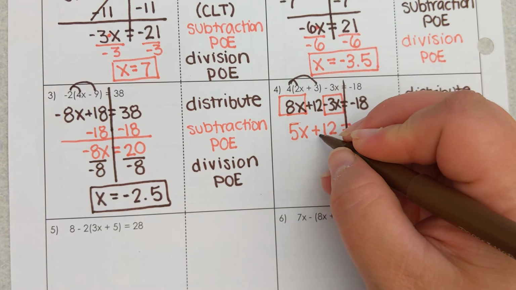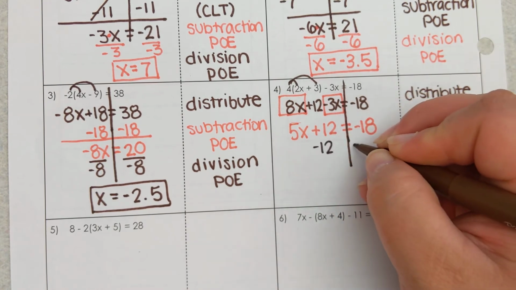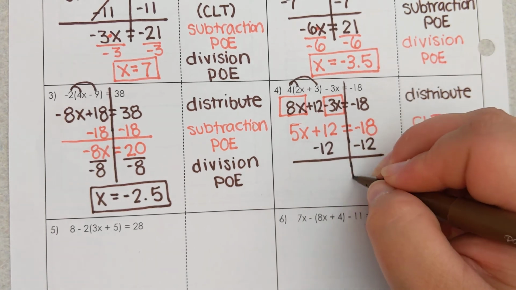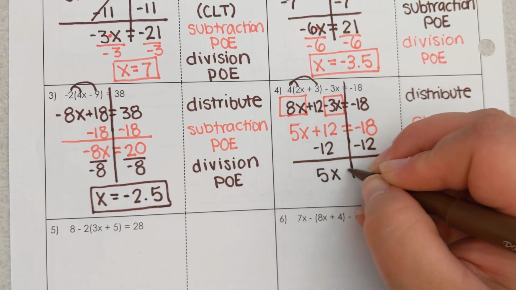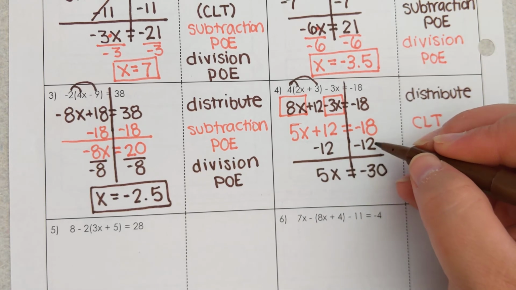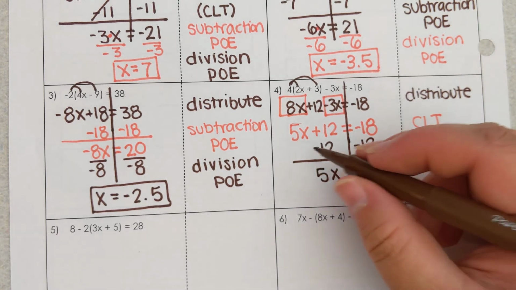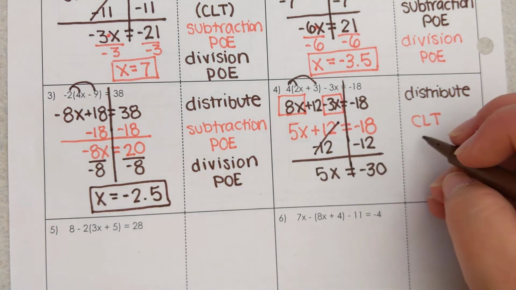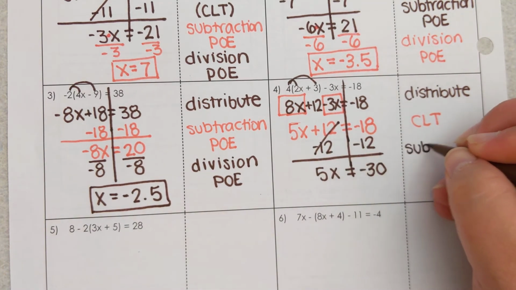And I'm going to get rid of addition by subtracting. I promise not all problems have subtraction in them, guys. It's just apparently all of the ones Mrs. McFadden picked for today's notes. Negative 18 minus 12 is negative 30. And the 5x is left over there. Okay. Subtract.